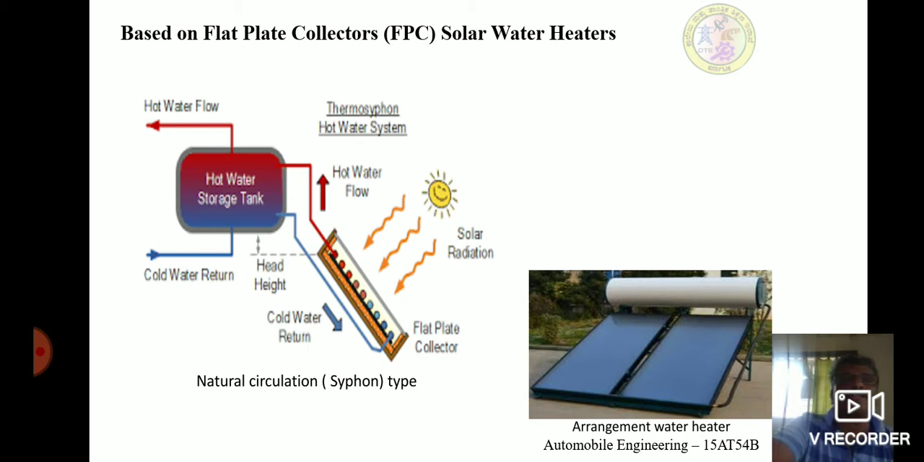Collector means it's usually made of copper tubes, and it is black. The black used is a good heat absorber. It absorbs more heat. That's why the plate collector is made black. It receives much heat. Then the heat is conducted to the circulating water.